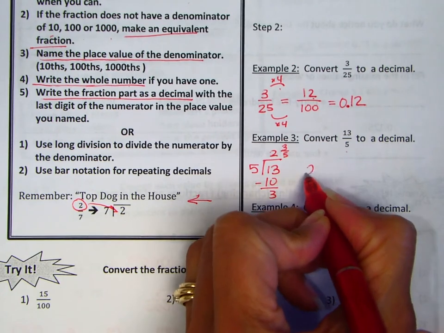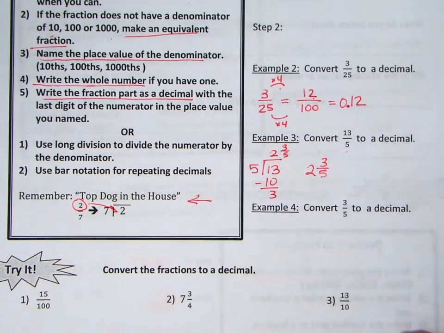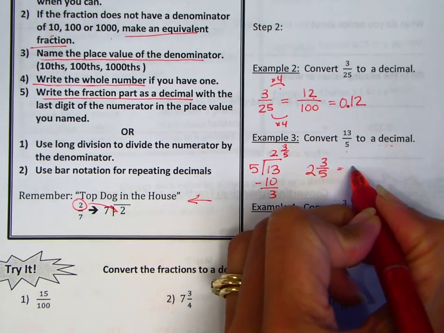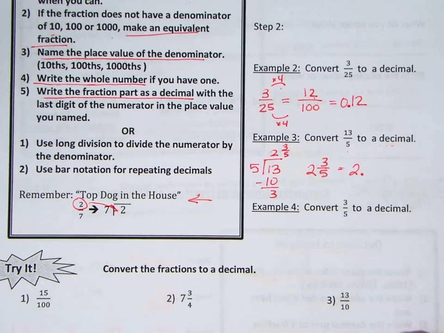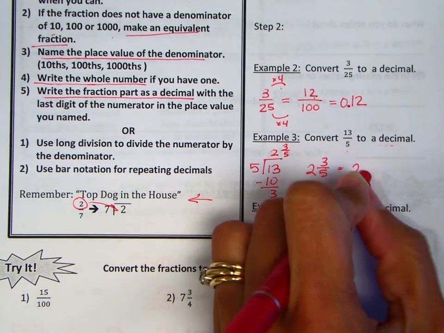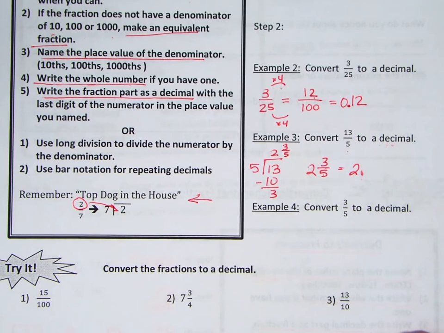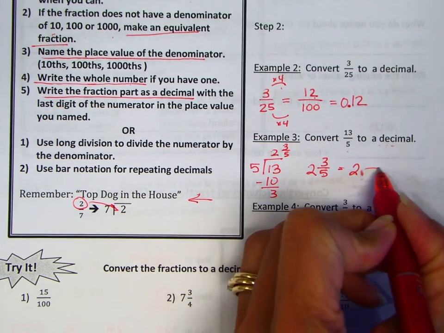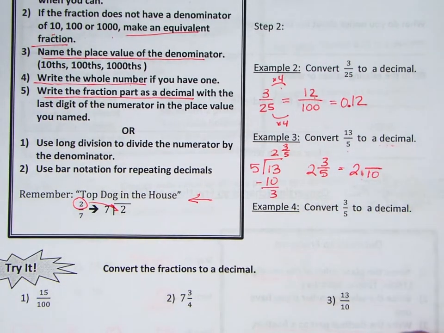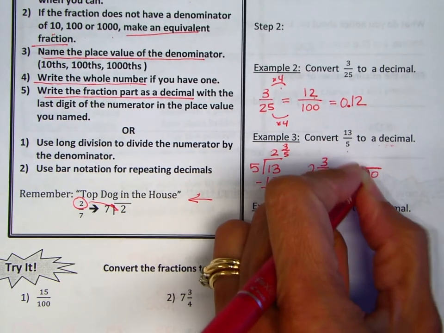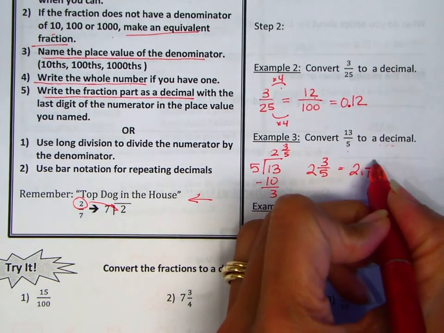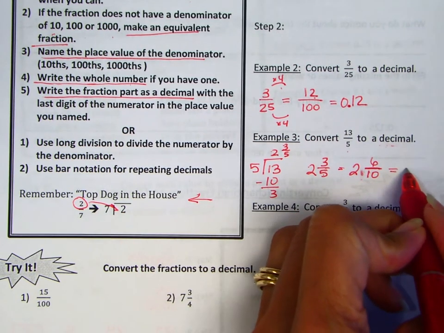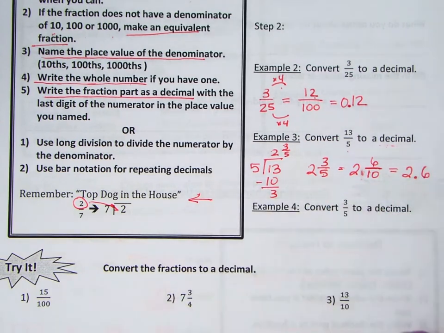So now I've created my mixed number, and now I need to write that as a decimal. So I write my whole number, and then I look at that fraction, and can I make that fraction into an equivalent fraction of tenths, hundredths, or thousandths? Well, sure, I can multiply it by 2 for my denominator, and I get tenths. And I multiply the numerator by 2, and I get 6. So I have 2 6/10. Now I can write that as a decimal, of 2 and 6 tenths.